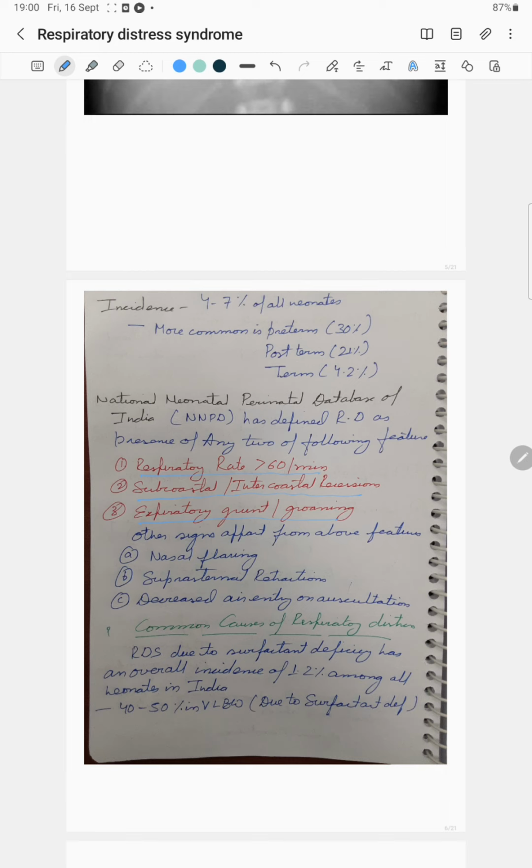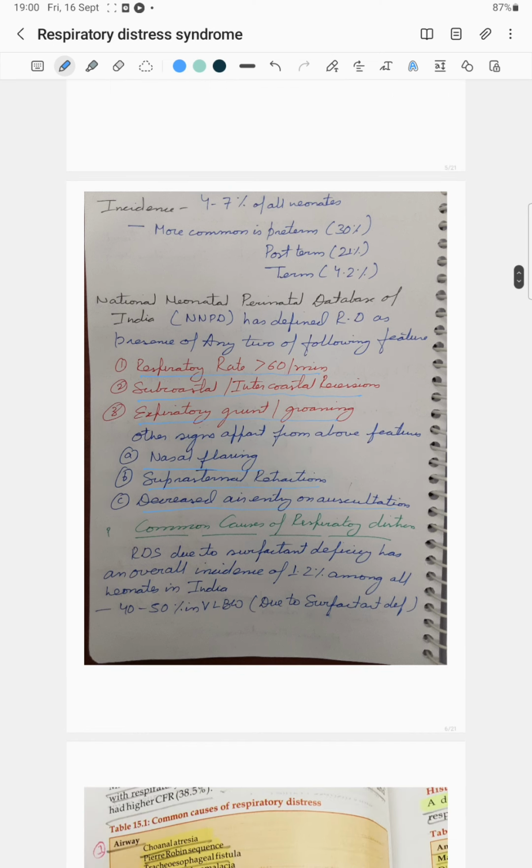So other signs which are important are nasal flaring, suprasternal retraction, decreased air entry on auscultation. Now what are the common causes of respiratory distress? Remember these above features of respiratory distress. Respiratory rate is more than 60, subcostal and intercostal retractions, expiratory grunt will be seen, nasal flaring will be seen, suprasternal retraction, and decreased air entry on auscultation.